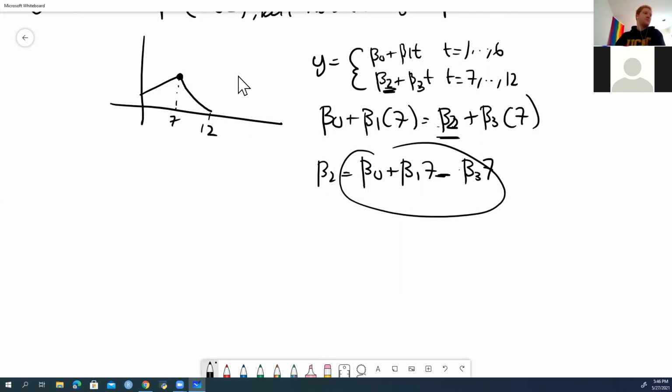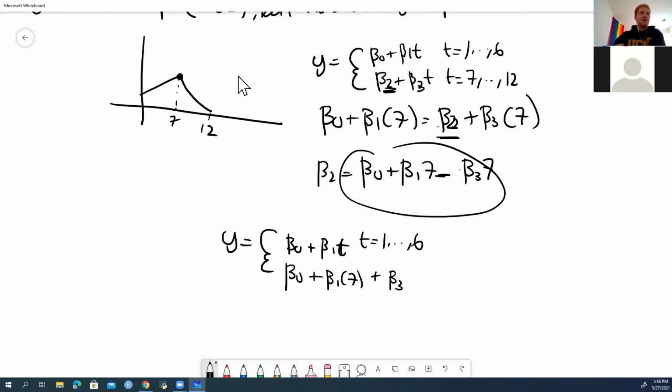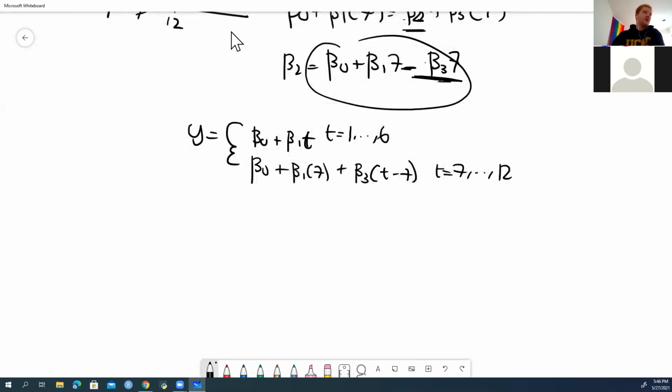Okay. So if I replace that here, I get that now y is equal to beta naught plus beta 1 times t for t equals 1 through 6, and then beta 2, which is now beta naught plus beta 1 times 7, and then plus beta 3, and I'll just simplify it because it's going to be t minus 7, because I have this minus 7 right here. So t minus 7 for t equal to 7 through 12. Okay. So now I don't have beta 2 columns, so I don't need to make one.